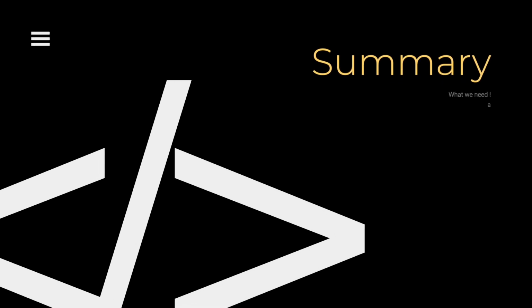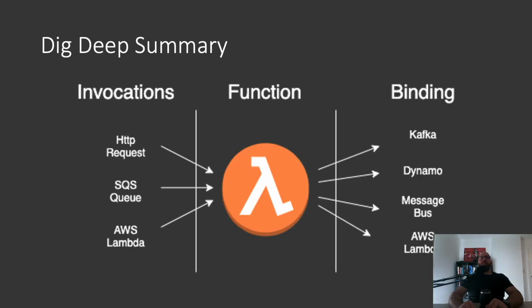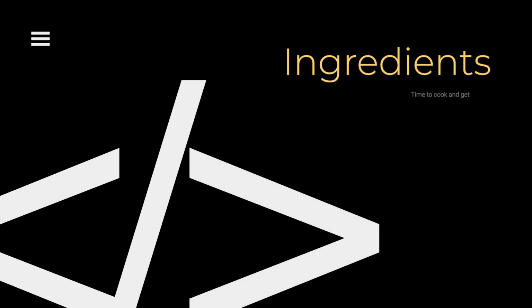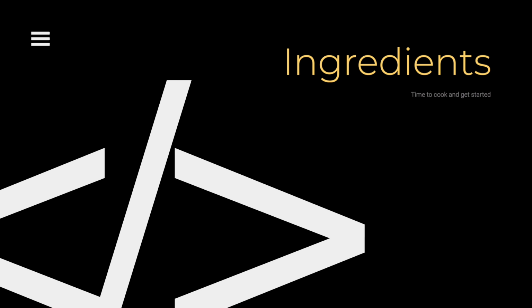So in summary, we can see here that the invocation can be from an HTTP request, from an SQS, SNS, or a Lambda function, and it could go to a different function. So it could be, for example, Kafka, DynamoDB, Message Bus, or an AWS Lambda. So there's a lot of ways that we can invoke functions as well as integrate with different services through AWS Lambda Functions.